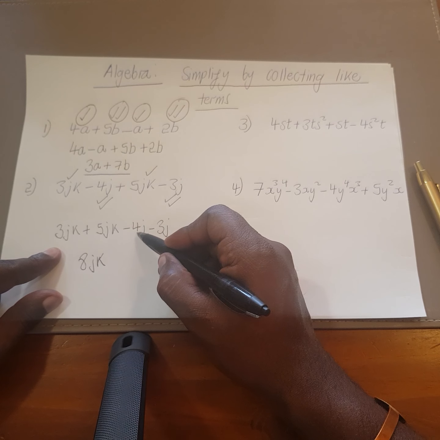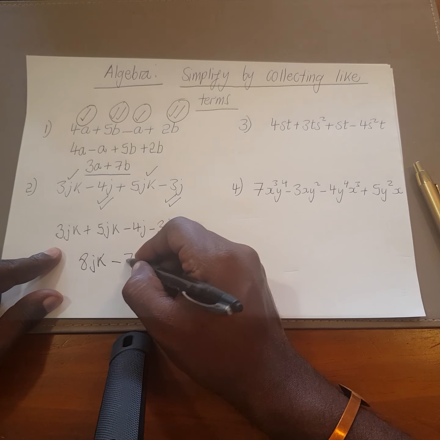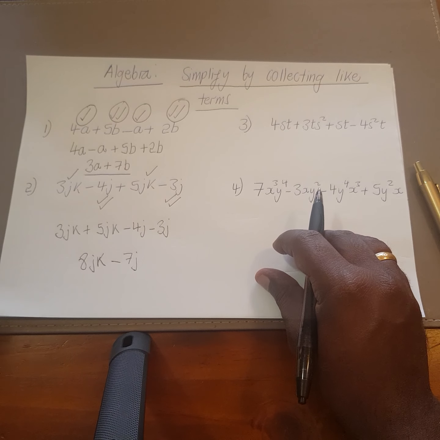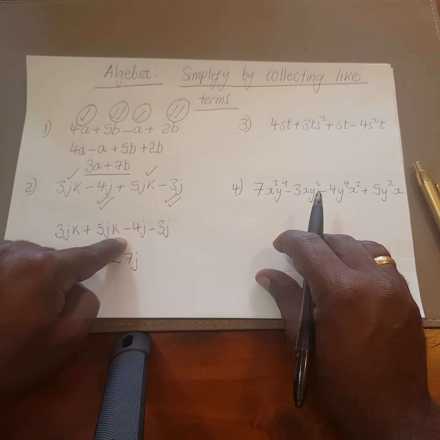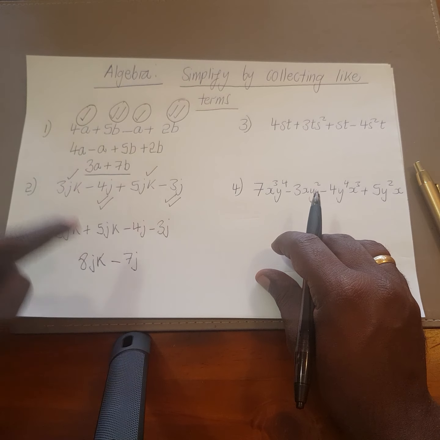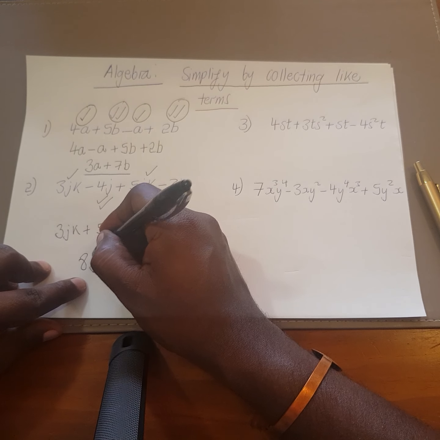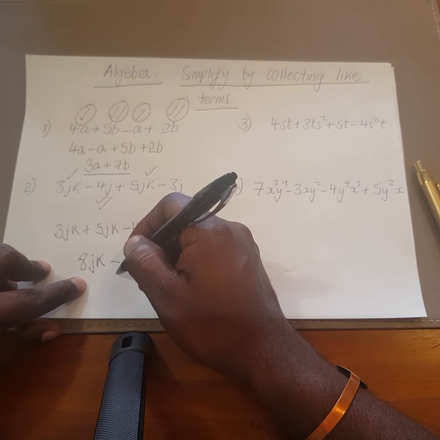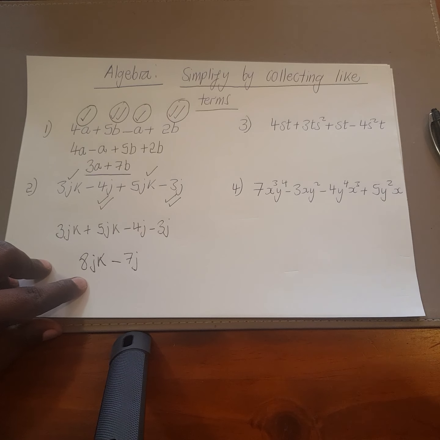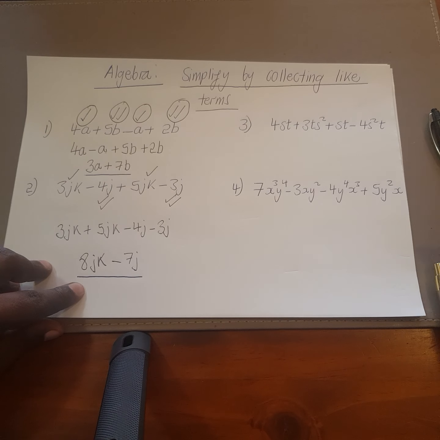8jk, and negative 4j minus 3j, that becomes negative 7j. So if you remember your basic integers, when you have back-to-back negative numbers, you treat it as if it's positive and then finally put a negative sign. All right, so the final answer is 8jk minus 7j. I can't simplify that any further, and therefore that is my answer.